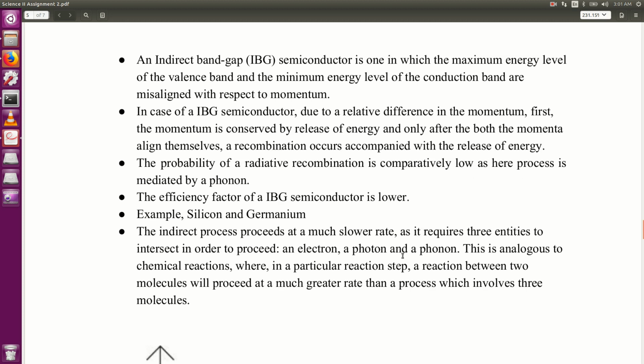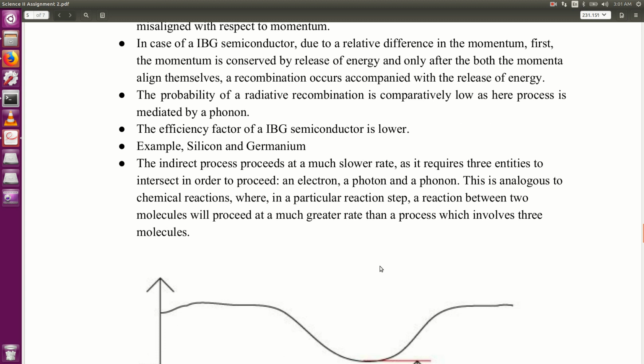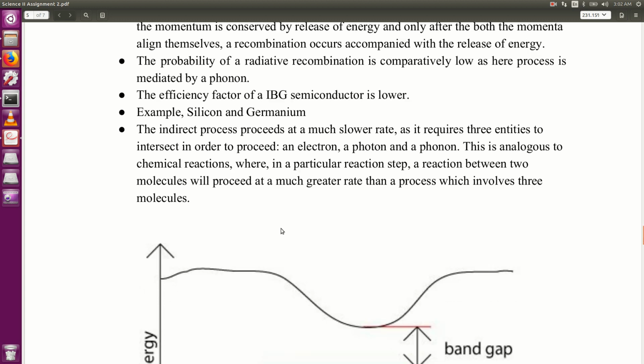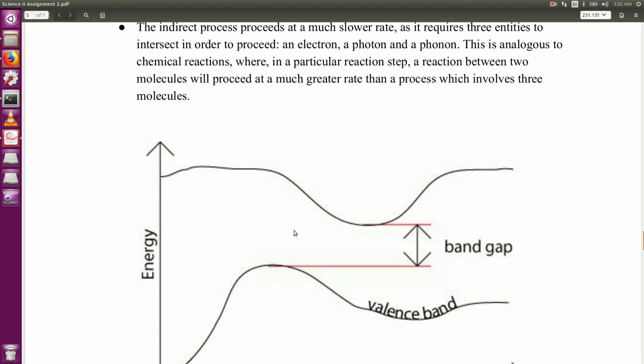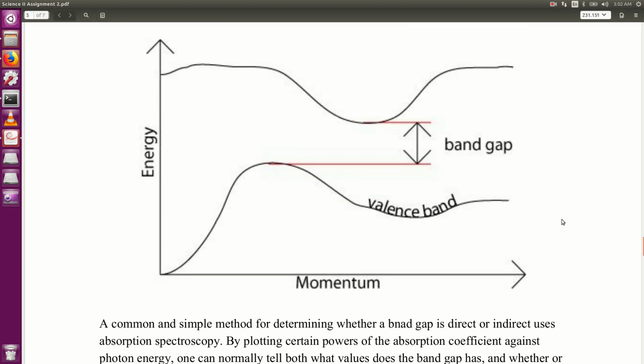The indirect process proceeds at a much slower rate as it requires three entities to interact in order to proceed: an electron, a photon, and a phonon. This is analogous to chemical reactions, where in a particular reaction step, a reaction between two molecules will proceed at a much greater rate than a process which involves three molecules. This is a diagram for the band gap between valence band and conduction band of indirect band gap semiconductors.